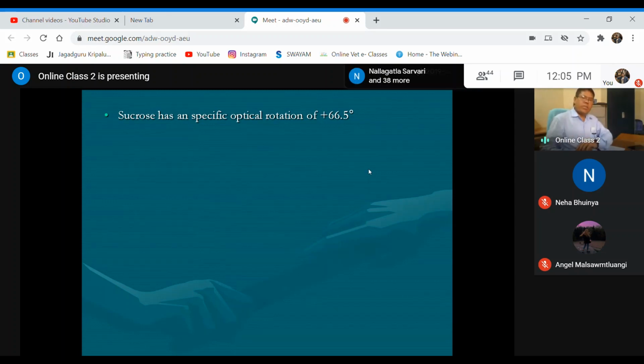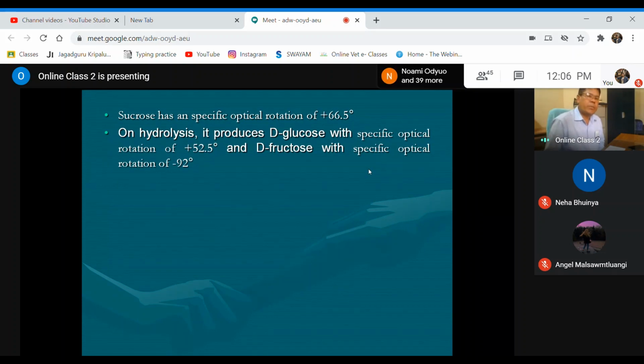Now, this sucrose has a specific optical rotation of plus 66.5. So if you measure its optical rotation, it is dextrorotatory. On hydrolysis, it produces alpha D glucose, and we know that alpha D glucose at equilibrium has a specific rotation of plus 52.5, so it is dextrorotatory with 52.5 degrees.